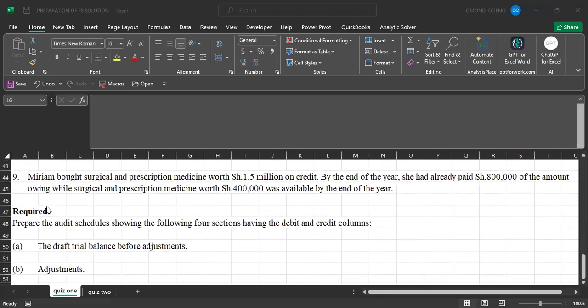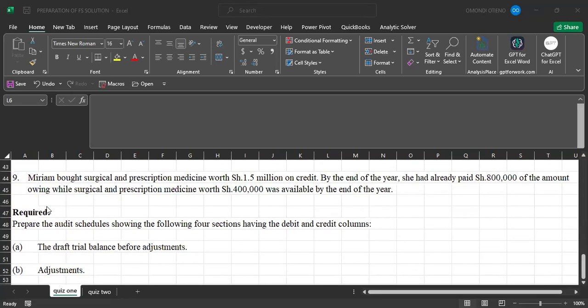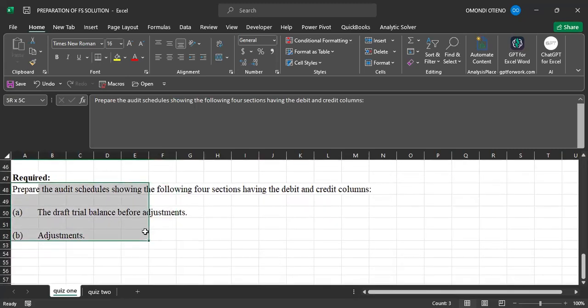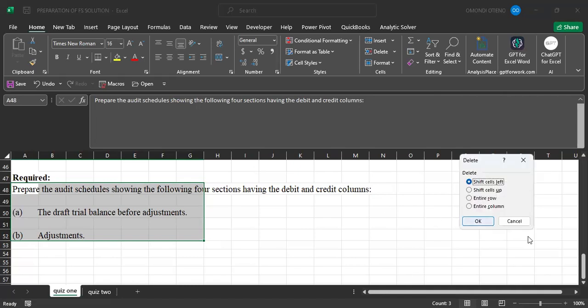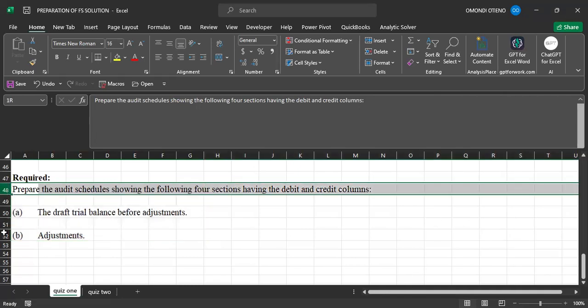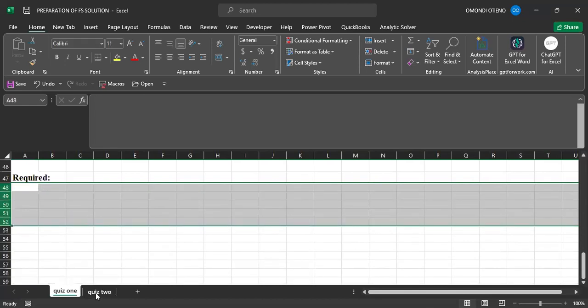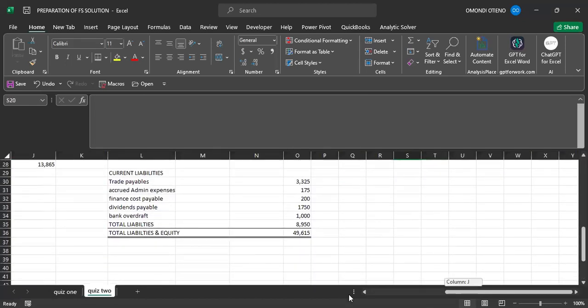The examiner wants you to prepare an audit schedule showing the following 4 sections, having debit and credit columns. This question, this part, we are going to answer when we get to the audit section, under topic number 4. But at this particular point, I want us to replace those questions. Change it to required. Let's pick what we are doing here.